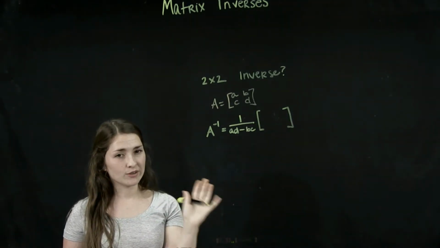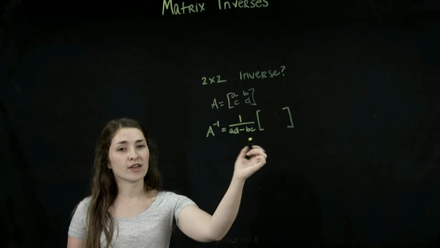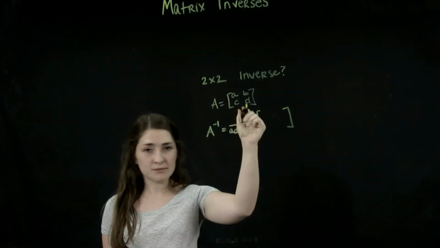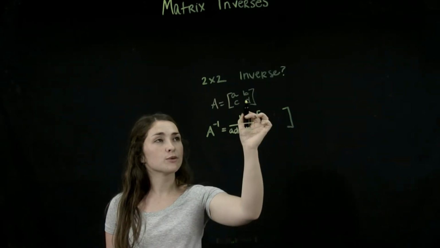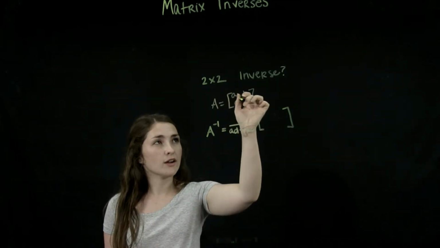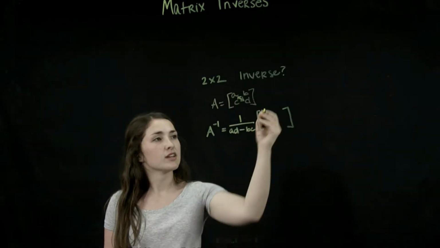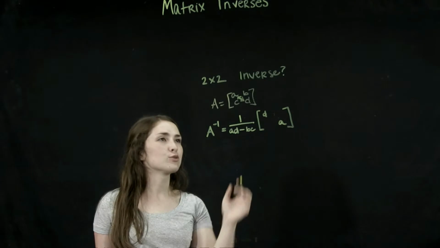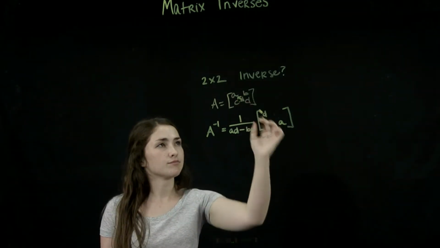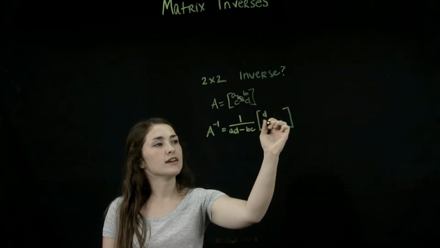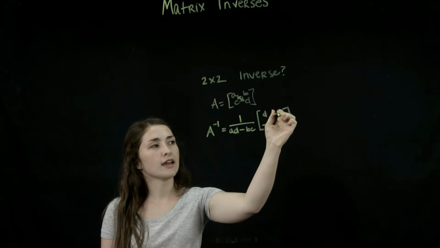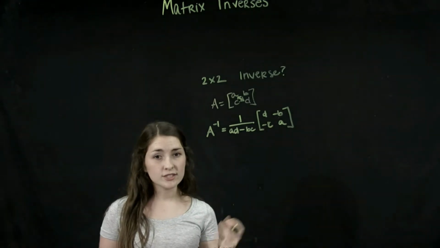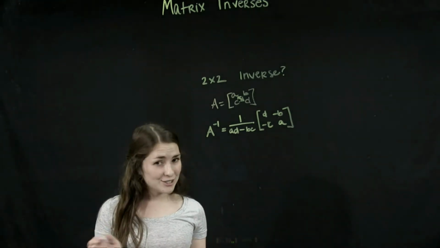But for right now, don't worry about it. Just think of this as a scalar that we're multiplying our matrix by. So now, we can't just keep the same matrix. So what we're going to do is a swap right here. We're going to swap these two, so we're going to have a D, A, and then we're just going to swap the signs on B and C. So we're going to have a negative C here and a negative B up there. And then this is our formula for A inverse, or the inverse of any 2 by 2 matrix.